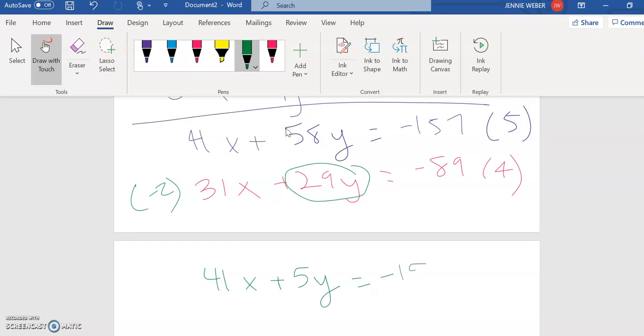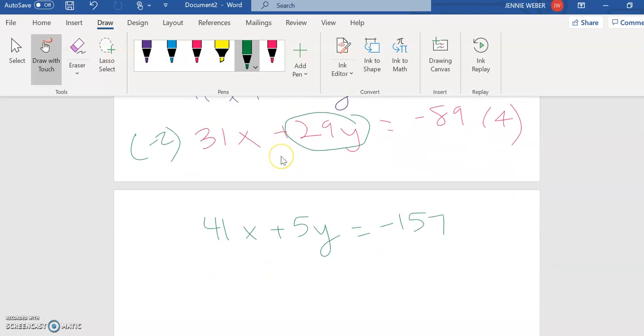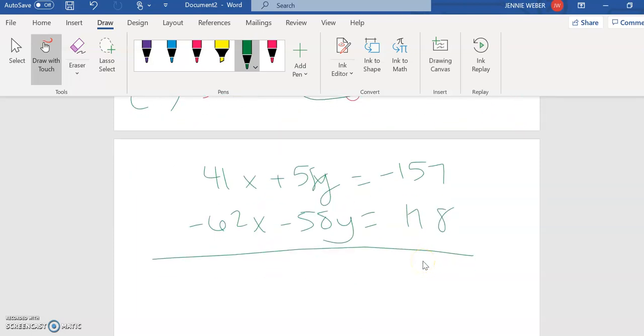The first one's going to stay the same. Then I'm going to take equation 4 and times it by -2. -62x minus 58y, equals -89 times -2. Man, I'm getting some big numbers, 178. So now I come down here, so 41 minus 62, I get -21x equals -157 plus 178, 21. So x, all that work, is -1.